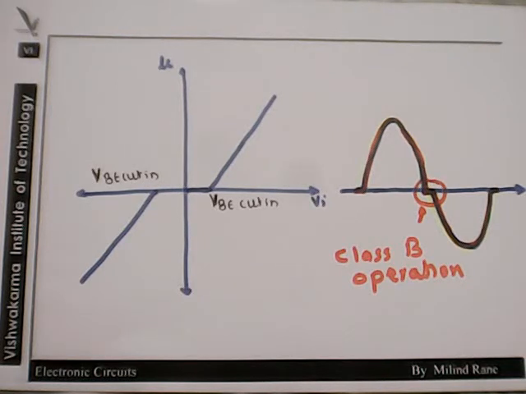In order to overcome this problem, we propose a class AB amplifier. In the class AB amplifier, we put the operating point just above the x-axis, so that current will continuously flow through the transistor, though a very small value of current, so that the transistor is always conducting even if the input signal voltage applied to the transistor is equal to 0.